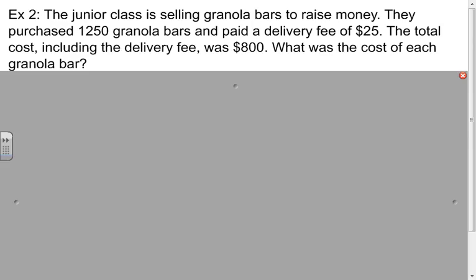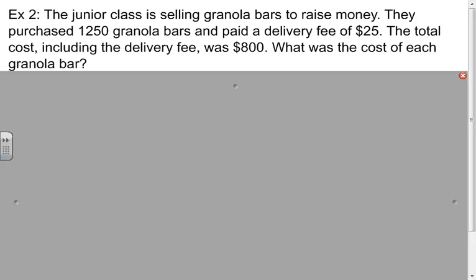Example 2 is a word problem. The junior class is selling granola bars to raise money. They purchased 1,250 granola bars and paid a delivery fee of $25. The total cost, including the fee, was $800. What is the cost of each granola bar?